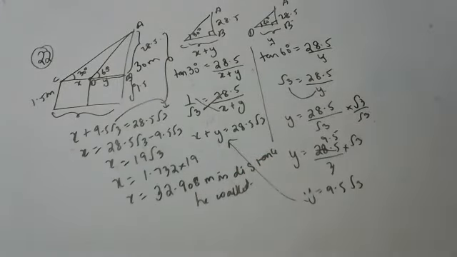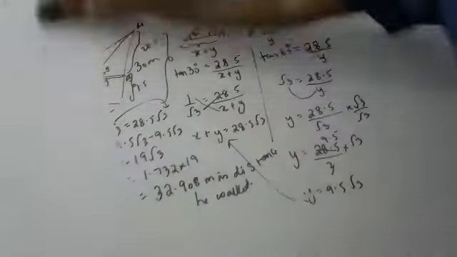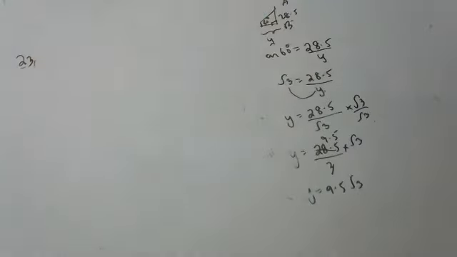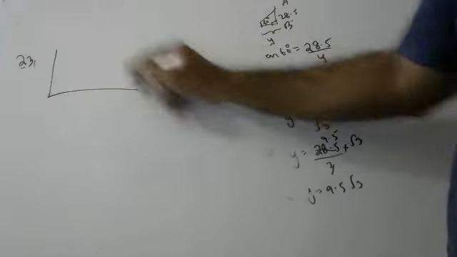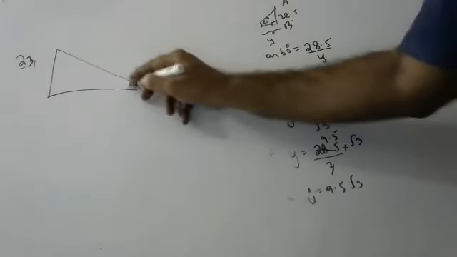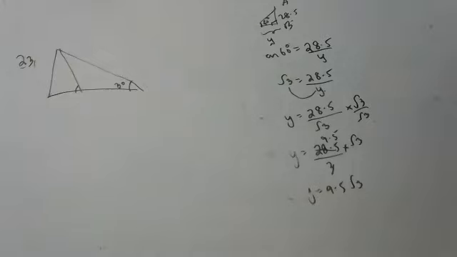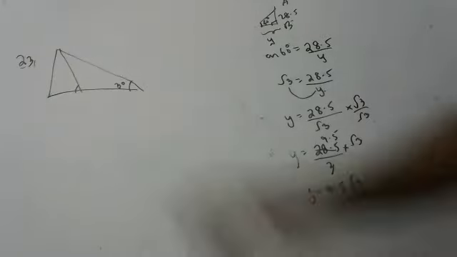So children, this was the 22nd sum, now the 23rd sum. Please check the 23rd sum, children, and whoever I ask should answer. The shadow of a tower standing on level ground is found to be 40 meters longer when the sun's altitude is 30 degrees than when it is 60 degrees.